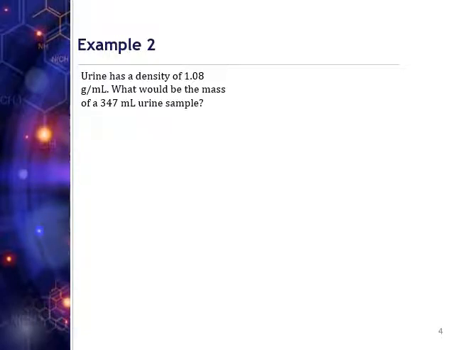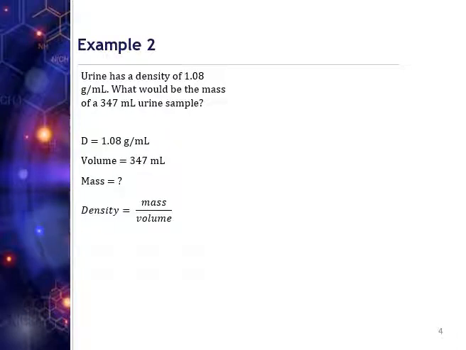Urine has a density of 1.08 grams per milliliter. What would be the mass of a 347 milliliter urine sample? Write down what you know. Density is 1.08 grams per milliliter, which has 3 significant digits, and the volume is 347 milliliters, which also has 3 significant digits, so we will round to 3 digits at the end. The mass you do not know.